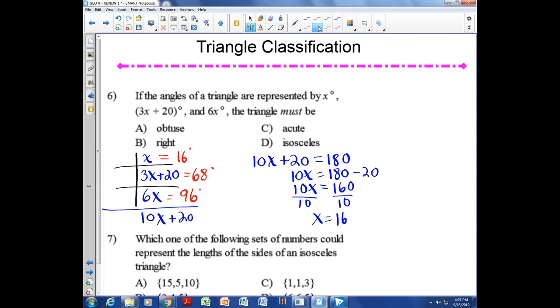So now that I know all 3 angles, I am ready to classify. I see that none of the angles are the same, which means none of the sides are the same, which means it is a scalene triangle. And the largest angle is 96 degrees. That's an obtuse angle, which makes this also an obtuse triangle. This is a scalene obtuse triangle. I look at my choices. The only choice of the 2 is obtuse.